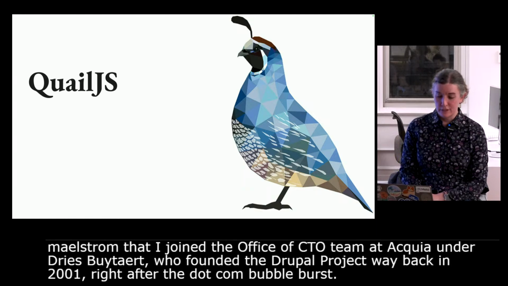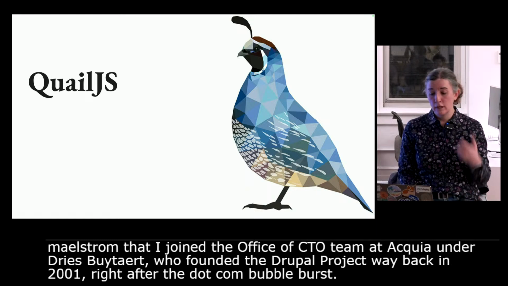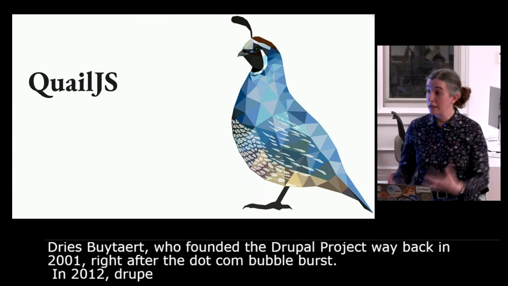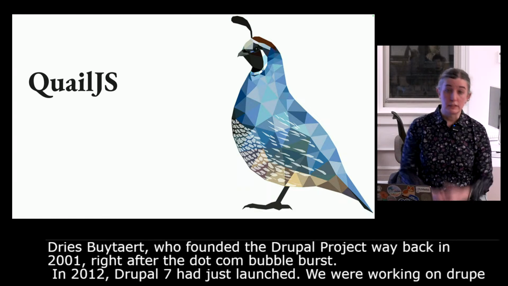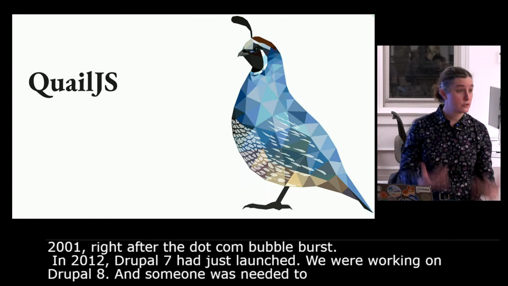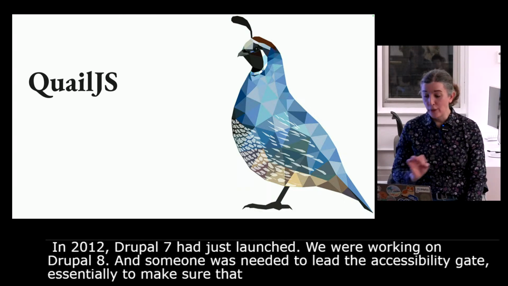That happened right after the dot-com bust. In 2012, Drupal 7 had just launched. We were working on Drupal 8. And someone was needed to lead the accessibility gate, essentially to make sure that Drupal 8 was going to be accessible. I volunteered. I had no idea what I was doing.